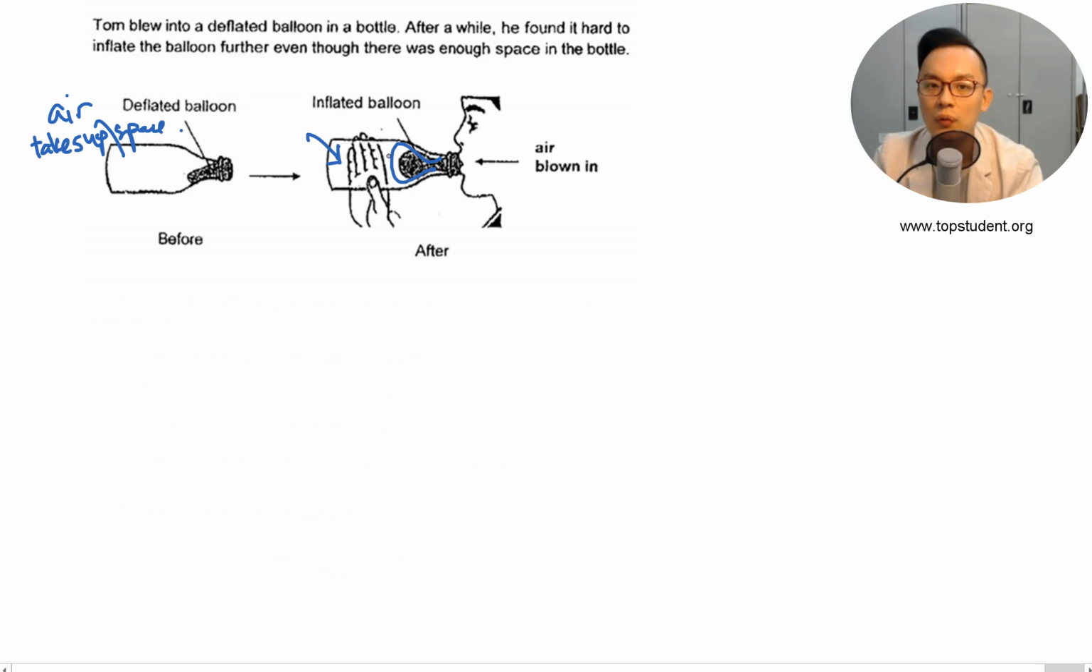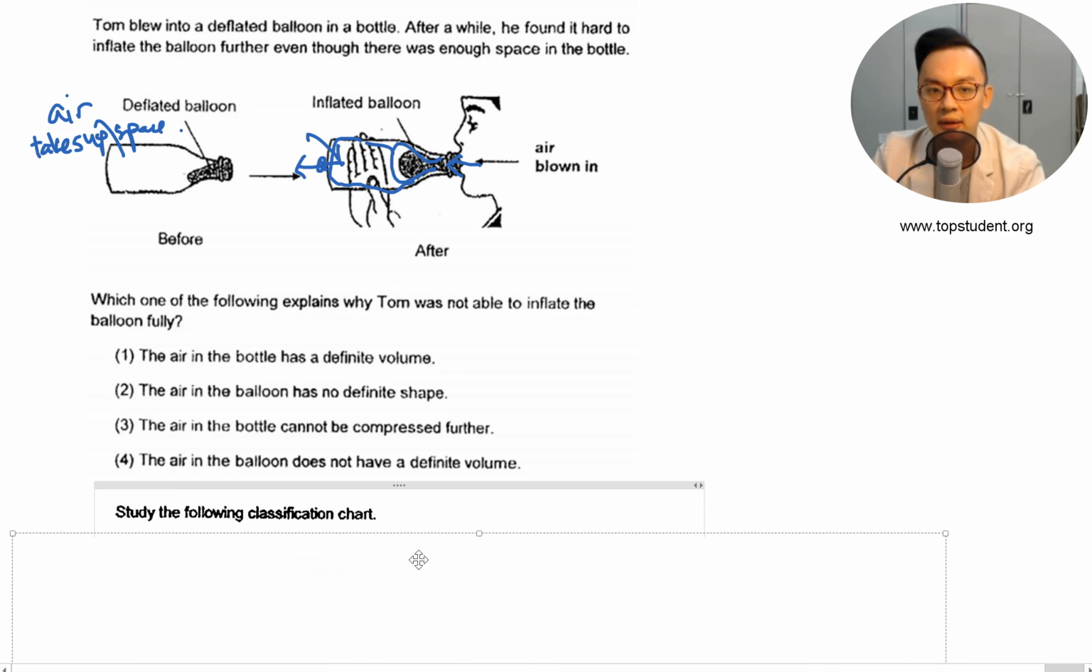If you want to inflate this balloon to take up the entire bottle, you need to cut a hole at the back of the bottle so that the air can escape through this hole. The air in the bottle can escape through the hole, and then the air that you blow in can inflate the balloon to fill the entire bottle. Okay, so let's take a look at the answers.